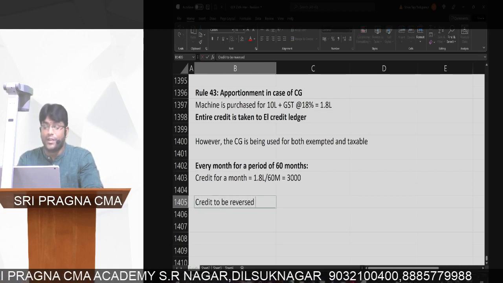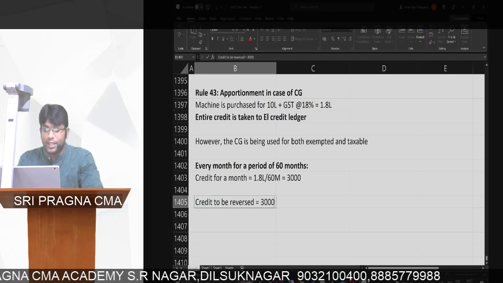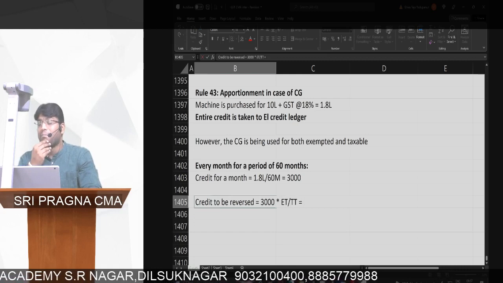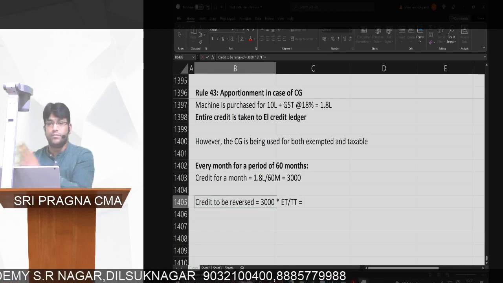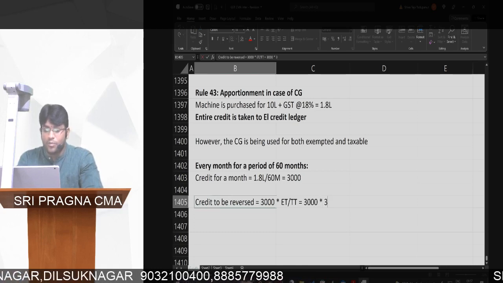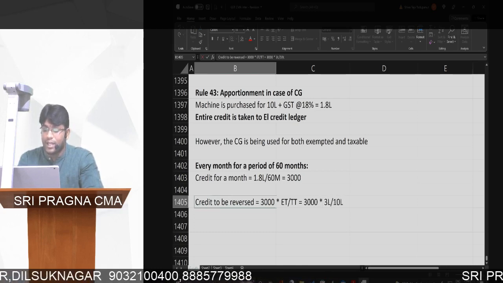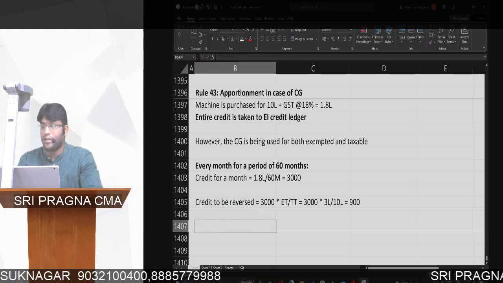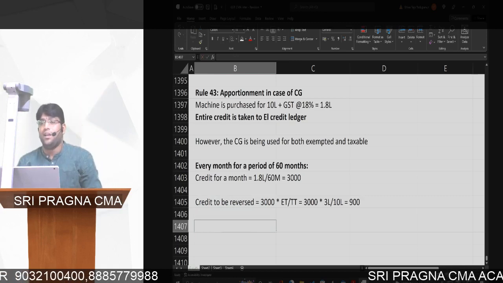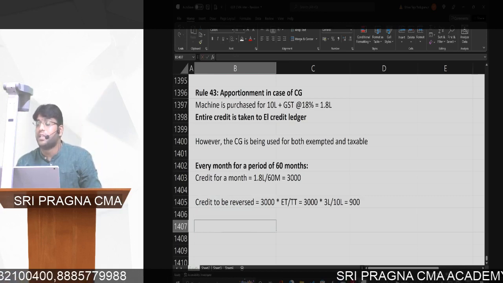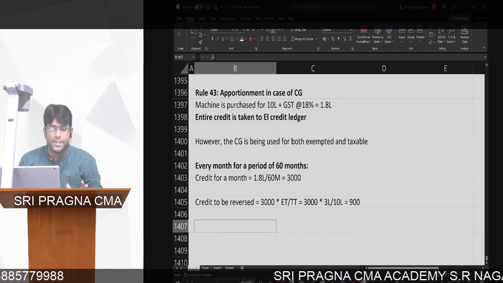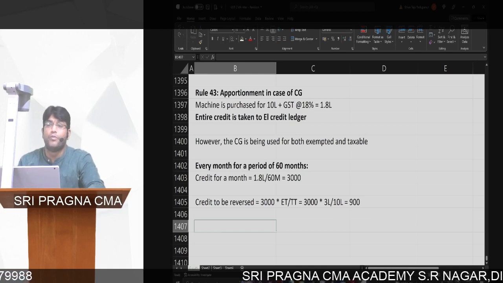Credit to be reversed is equal to 3,000 into ET by TT. And if that month there is no exempt turnover, take the previous month. Assume 3,000 into 3 lakhs divided by 10 lakhs, which comes to 900. Like this, you have to keep on doing reversal for how many months? 60 months. I hope you are getting clarity. Simple, over. This is the story of rule 43.